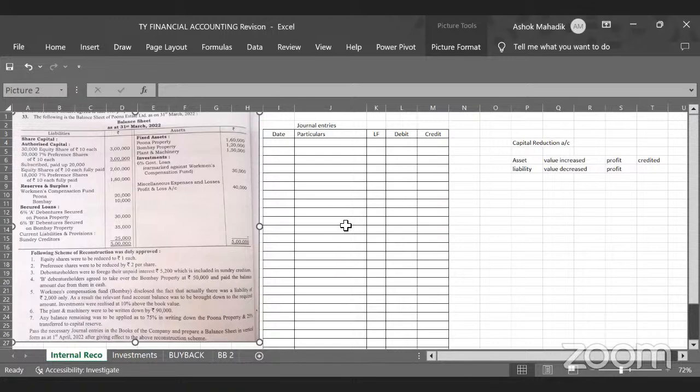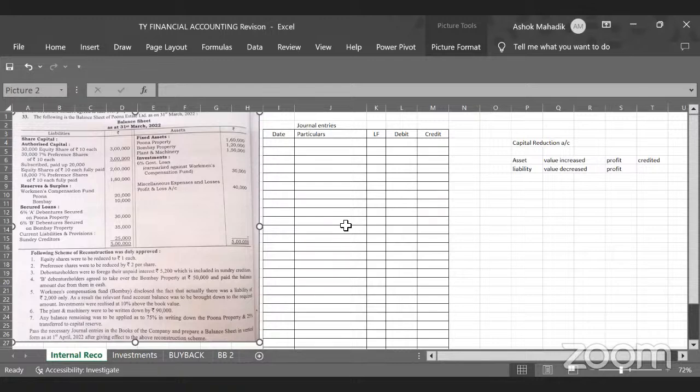Okay, so this company is having, I think, two offices at Pune and Bombay. So this workmen compensation fund is nothing but a reserve unless some liability arises. Okay, so workmen compensation fund is a reserve unless and until some liability arises. Say, for example, Pune branch or Pune office has a workmen compensation fund of 20,000, and if there is a liability of 5,000, then 5,000 will be converted into current liability, and rest will be used as reserves.